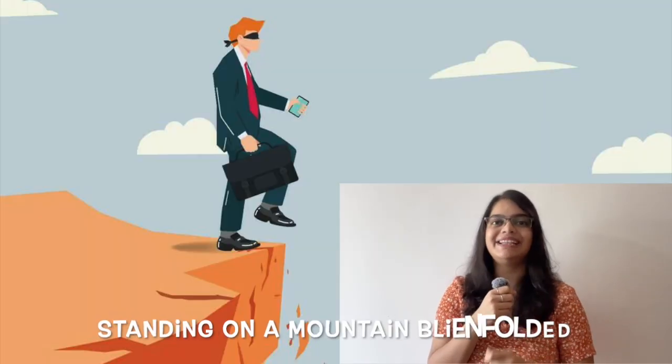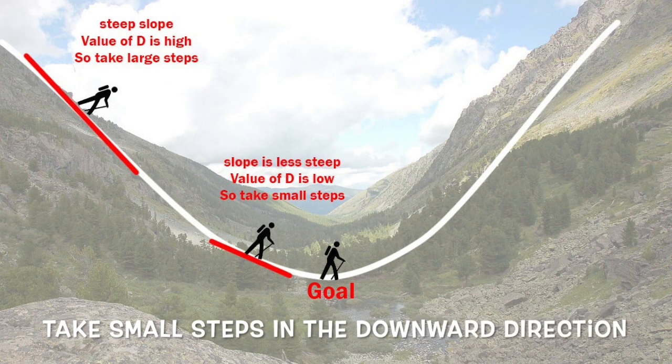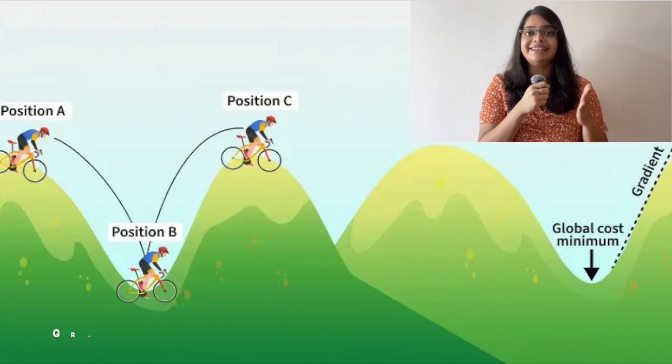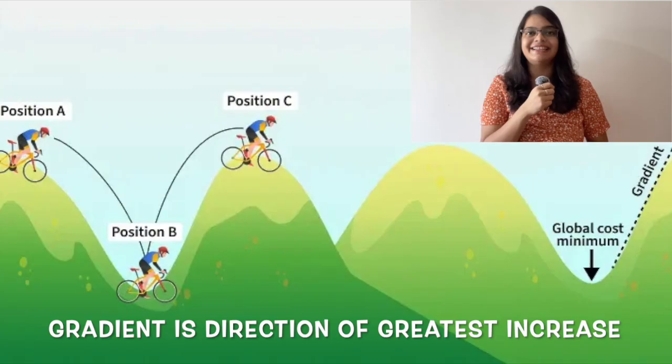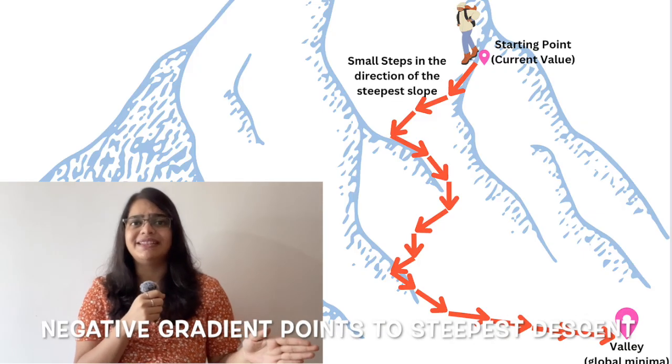Imagine you are standing on a mountain blindfolded. You want to reach the lowest point. What do you do? You take a small step in the direction that goes downward. That's gradient descent. The gradient tells you which direction increases the loss the fastest. So if you want to reduce loss, you go in the opposite direction.